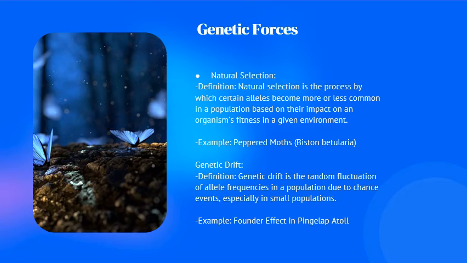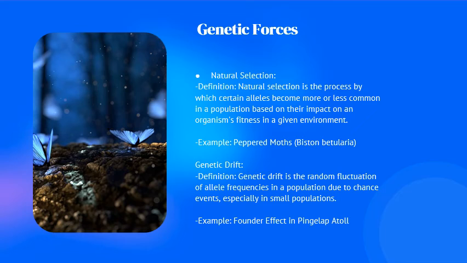For example, we have the peppered moths. In the 19th and early 20th centuries, peppered moths in England existed in two color morphs, light and dark. During the Industrial Revolution, pollution darkened tree bark, making dark-colored moths less visible to predators. Natural selection favored the dark-colored moths as they were better camouflaged against the darkened tree trunks. Over time, the frequency of dark-colored moths increased while the light-colored moths declined.